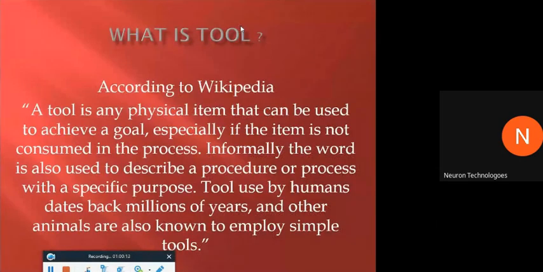When we talk about a tool, according to Wikipedia, a tool is any physical item that can be used to achieve a goal, especially if the item is not consumed in the process. A tool can be any way or method, an innovative or inventive procedure you adopt to initiate something new in the world. Informally, the word is also used to describe a procedure or process with a specific purpose. Tools used by humans date back millions of years, and other animals are also known to employ simple tools.